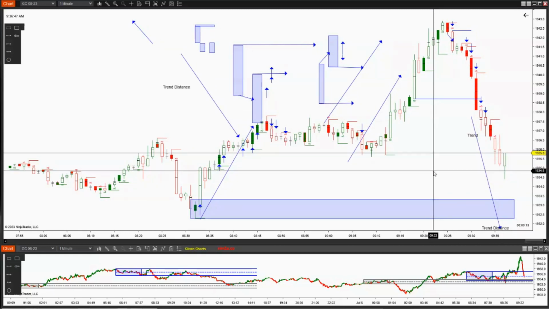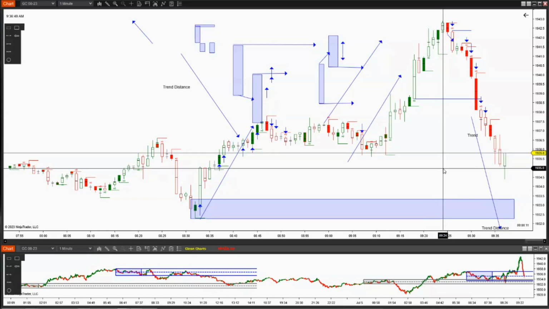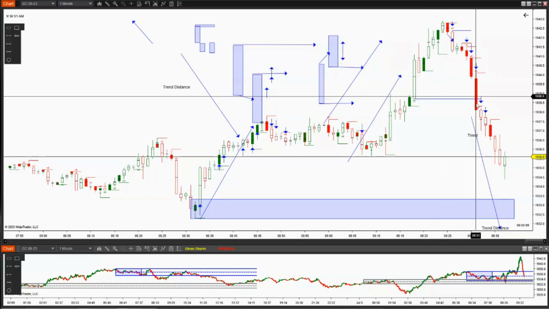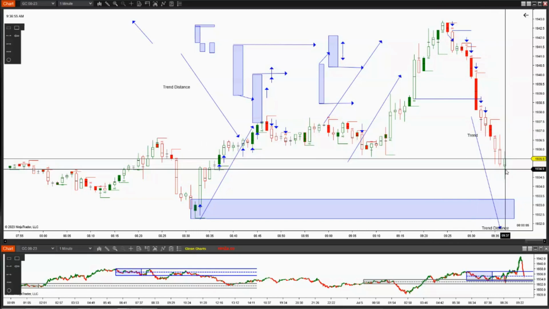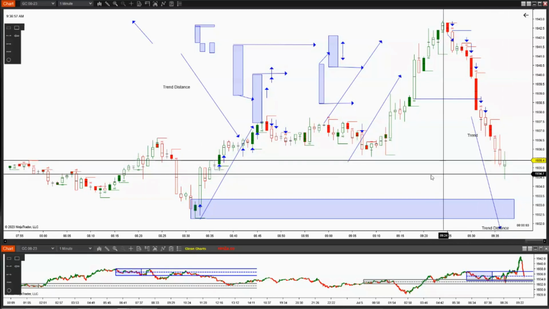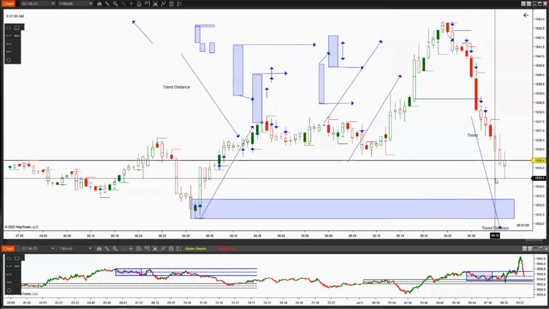All right, so let's see what happens here. Let's see. We have our trend. No close back above here. They tested this price level. They got rejected. So now let's see what they're going to do down in this area right here.